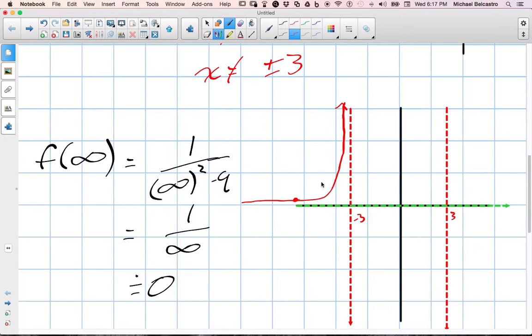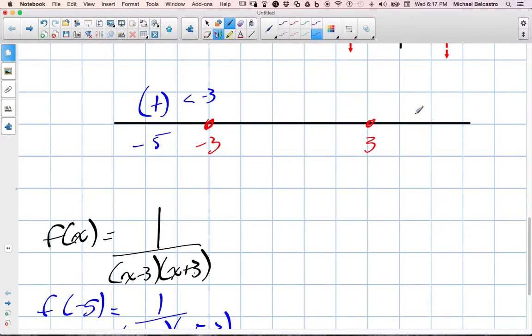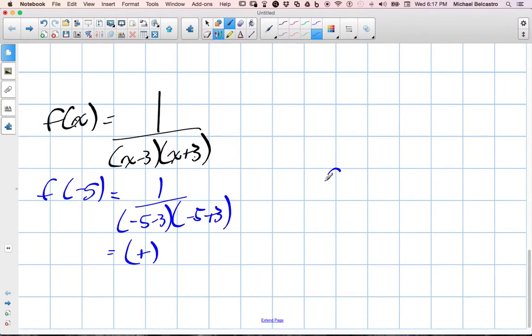Our next point. Let's use a value that's greater than positive 3, something like positive 5, and find out where it exists. So f at positive 5 is equal to 1 over 5 minus 3, that's a positive. 5 plus 3, that's a positive. Positive times a positive, divided by a positive. We end up at positive again.